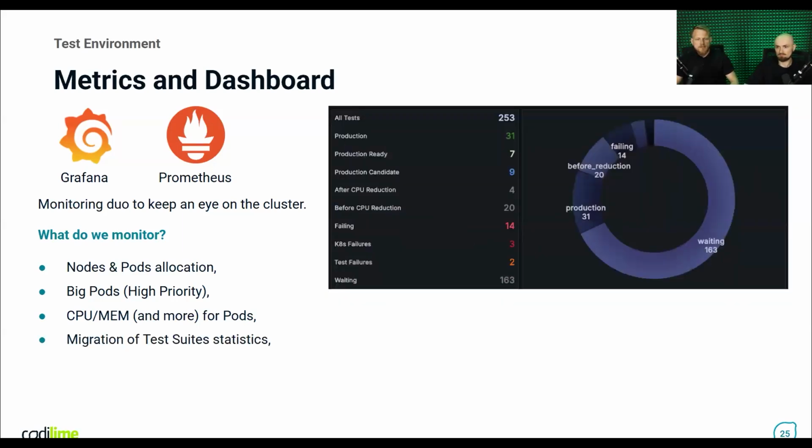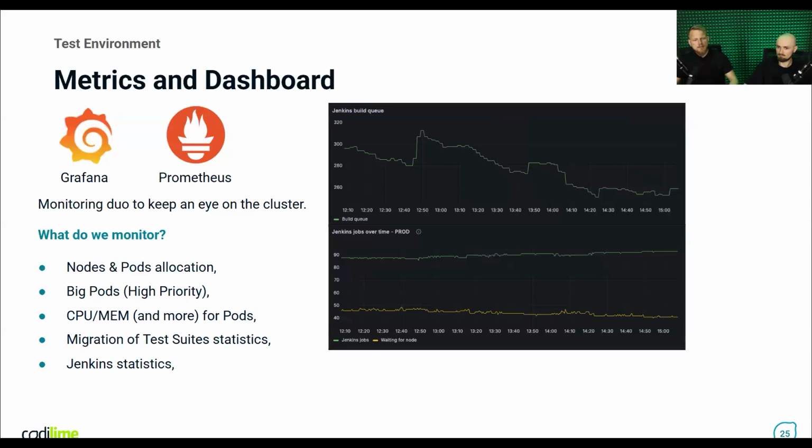We also track overall test suite migration status to our solution. We monitor how many test suites are already migrated and how many are waiting to be moved. And finally, we monitor Jenkins activity. We track the build queue and the number of running jobs. This helps us identify bottlenecks, especially when jobs are waiting for available nodes. All of this data is combined into dashboards. This helps us quickly find inefficiencies, reduce waiting time, and improve resource usage.